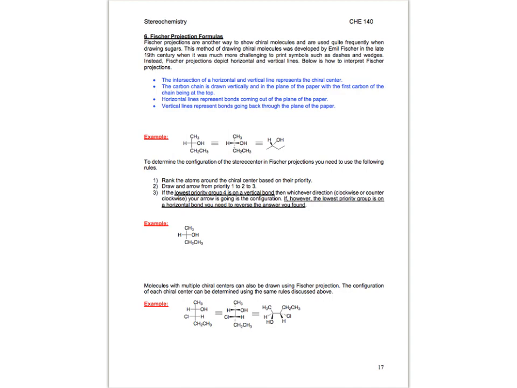The reason that he developed this method was because it was much more difficult to print symbols such as dashes and wedges. So instead, Fischer projections depict horizontal and vertical lines, and below is how you interpret those. So let's zoom in.